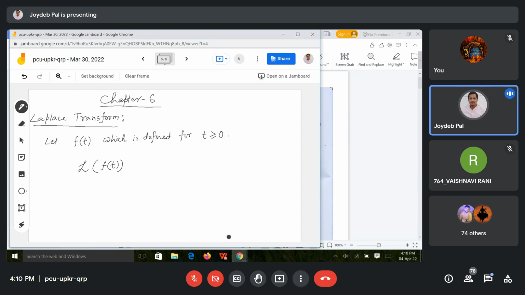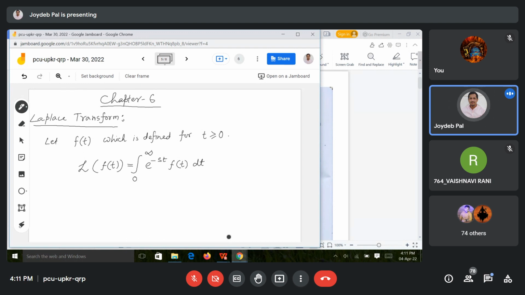Now how to find or evaluate that Laplace transform? That Laplace transform is basically an integral of the form 0 to infinity e to the power minus st f(t) dt. Okay, so that is the basic formula for Laplace transformation. Given f(t), if it is asked to find the Laplace transform of f(t), you have to evaluate the integration 0 to infinity e to the power minus st f(t) dt.